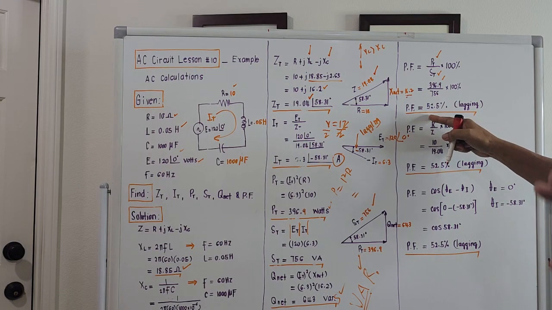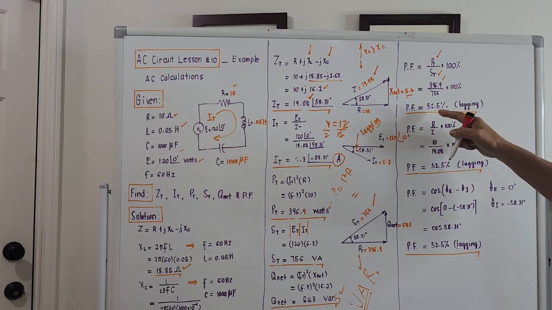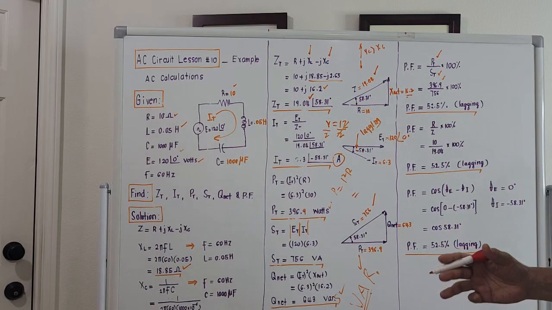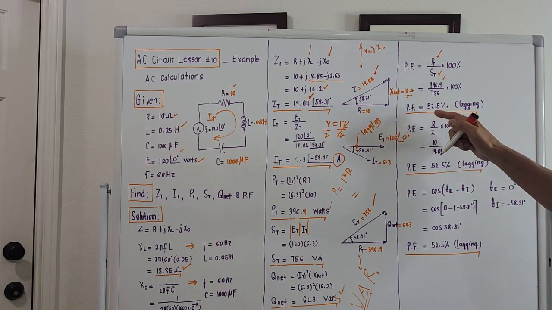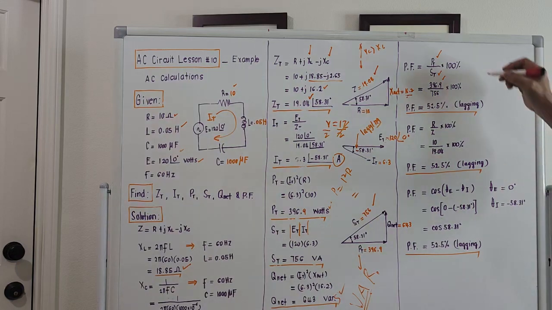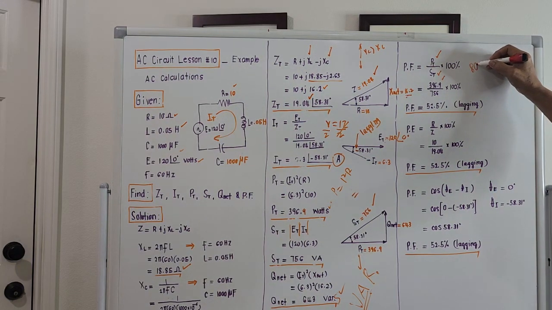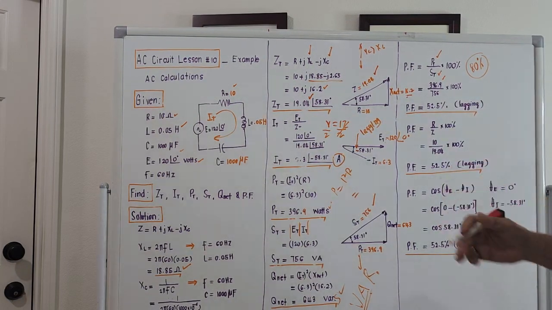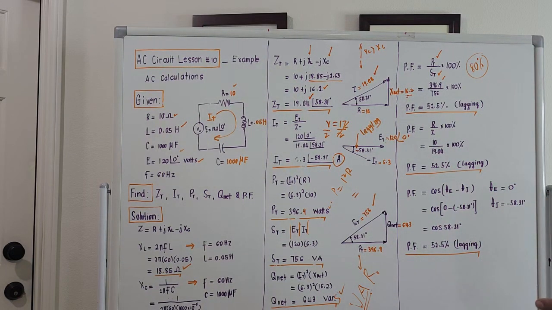Utility companies will get mad at you. They will try to punish you if your power factor is only 52.5%, meaning the efficiency of your system is 52.5%. That's too low. At least you should get maybe 80%, and they will not try to punish you with the payment on the bill, you know.